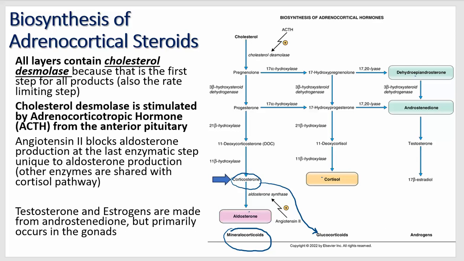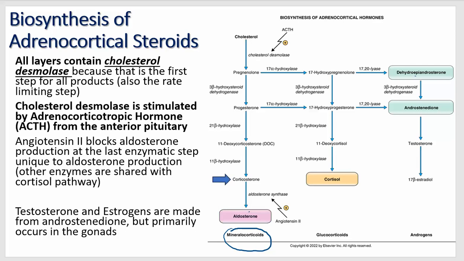It's never good if things are just simple. I wish they were, but you have these three lanes. You've got the mineralocorticoids, aldosterone, and then you've got the glucocorticoids, which is cortisol, and you have the androgens, which is your DHEA and your androstenedione.